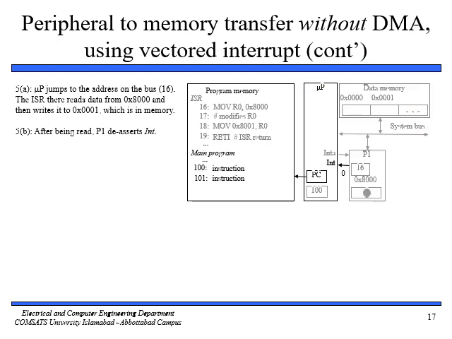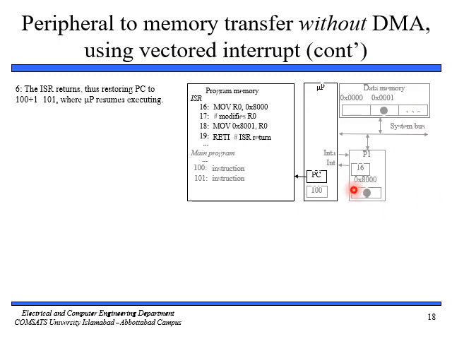And finally in 6 we are going to increment the program counter. So you can see here the program counter is incremented with PC plus 1, and it will come back to the main program. Okay, so it will start executing from instruction 101. So that was about the peripheral to memory transfer without direct memory access using vector interrupt.